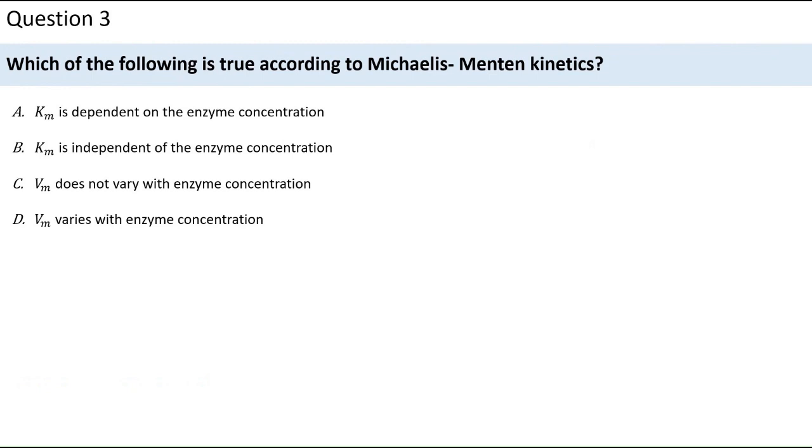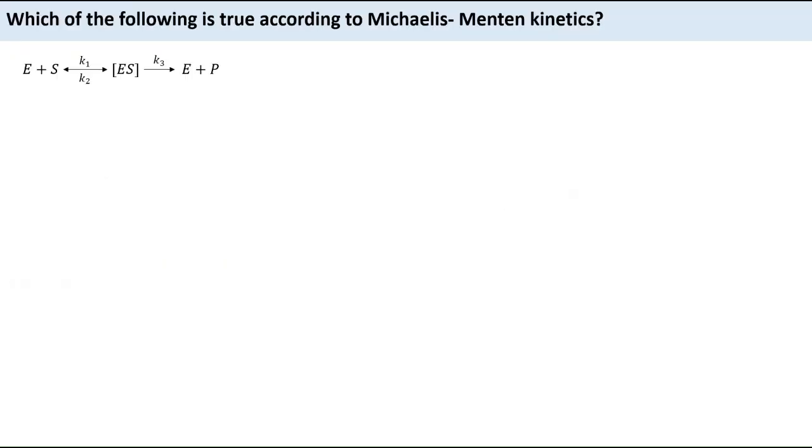Moving to question 3, which of the following is true according to Michaelis-Menten kinetics? Km is dependent on the enzyme concentration, Km is independent of the enzyme concentration, Vm does not vary with enzyme concentration, Vm varies with enzyme concentration. So we were seeing what Michaelis-Menten kinetics is: V is equal to Vmax S divided by Km plus S. Here Vm corresponds to K3 into Et, whereas Km corresponds to (K2 plus K3) divided by K1. So Vm varies with enzyme concentration, whereas Km is independent of enzyme concentration. B and D are the answers.